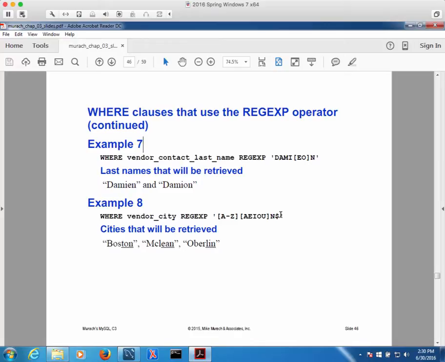So then we have example 8. Starts with A through Z and then has A, E, I, O, or U, N in the end. So starts with A through Z, so it started with a B, an M, and an O, and then one ends in ON, one ends in AN, one ends in IN. Okay, now that's pretty obscure.